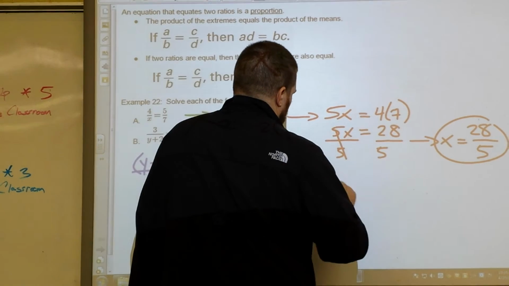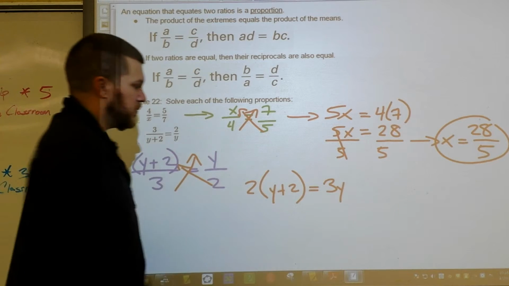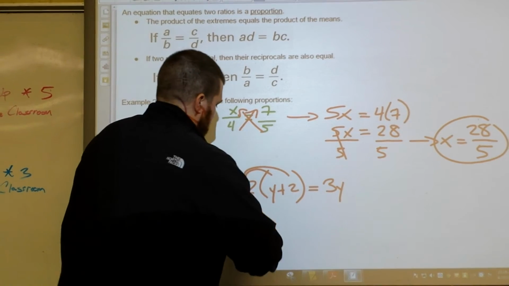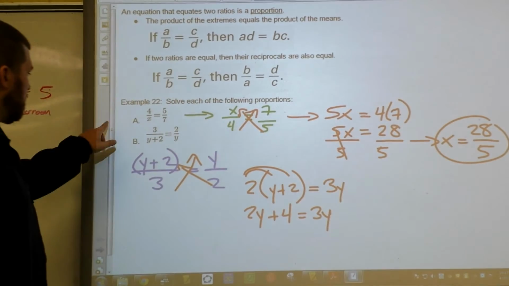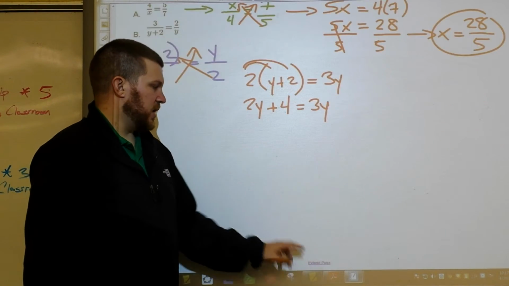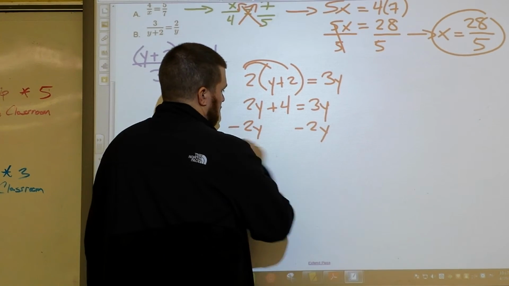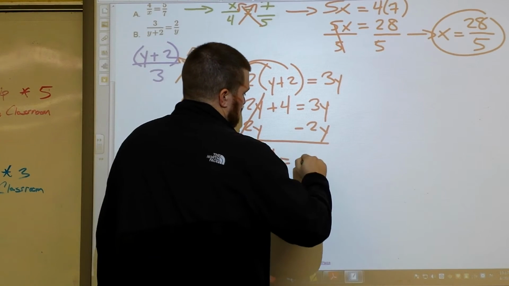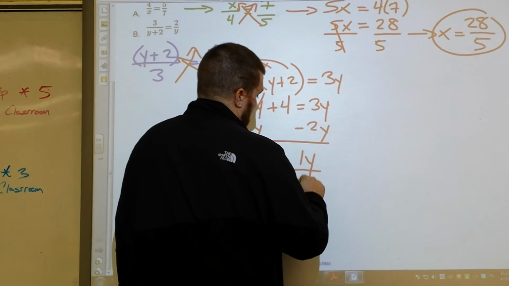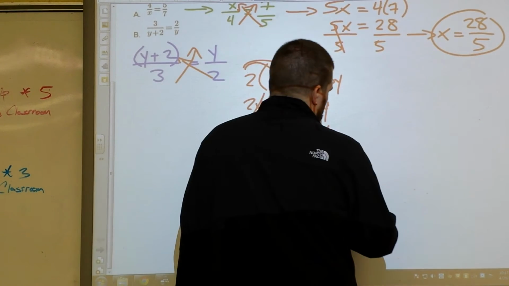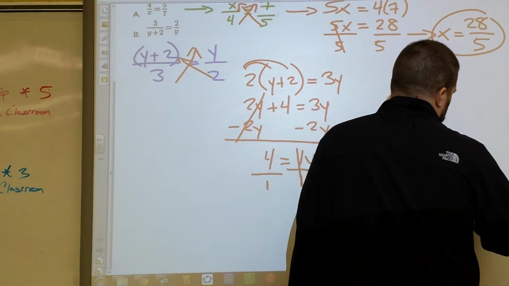And that's going to be equal to 3y. Alright, so what I want to do now is use the distributive property. So I have 2y plus 4 equals 3y. And now I want to go ahead and get y's on my right hand side. So I'm going to subtract 2y. So I have 4 equals 1y. And I'm just going to get y by itself by dividing by 1. Which means y equals 4 over 1, or just y equals 4.